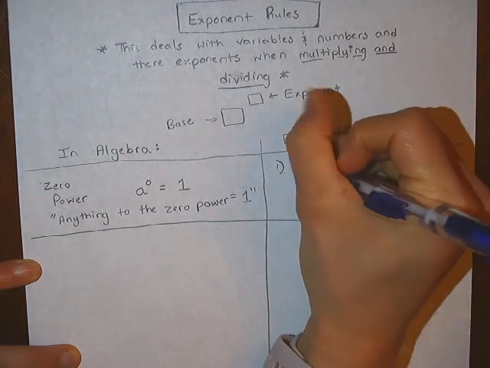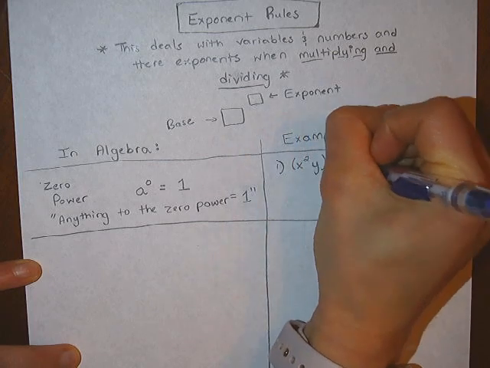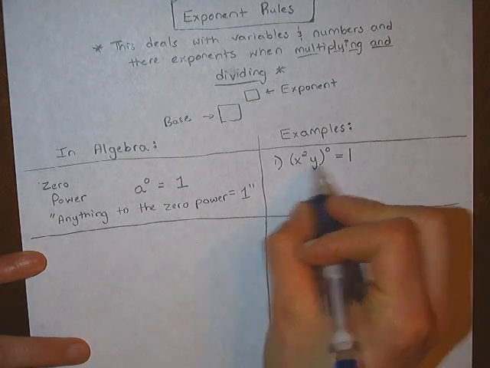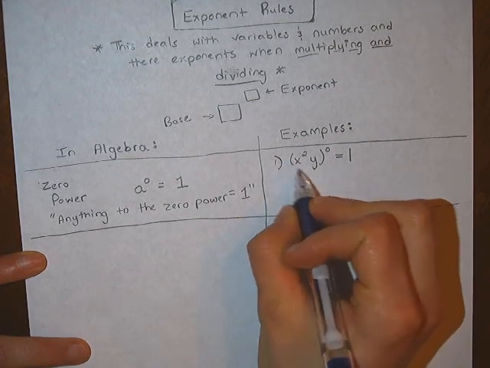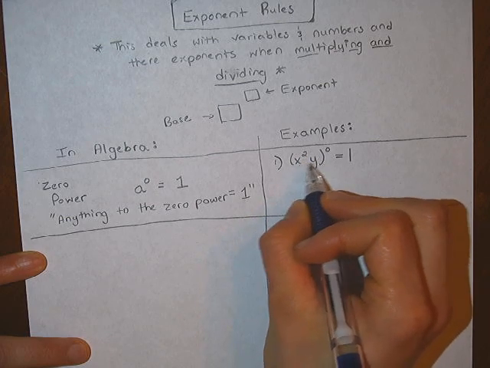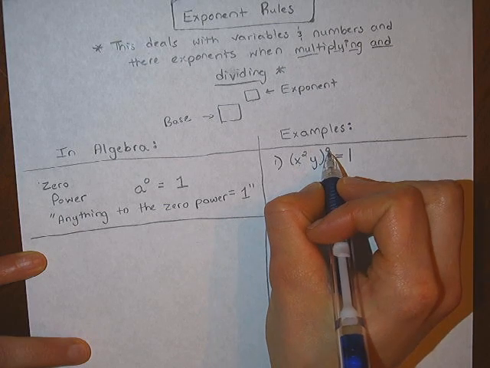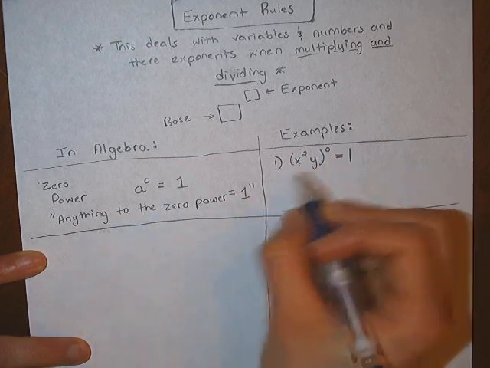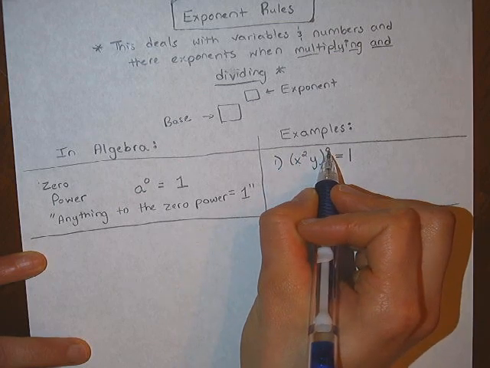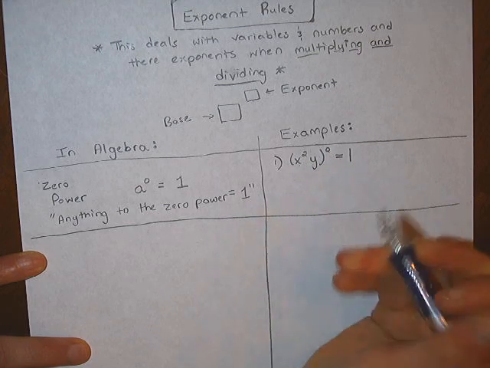All right, so let's do a couple examples with that. So what if we had something like this? Okay, well, notice that will equal 1 because you've got x squared times y. Notice you're multiplying them. And all of that is in parentheses, and it's to the zero power. Well, anything to the zero power, and since all of that is technically to the zero power, power is another name for exponent, it will equal 1.